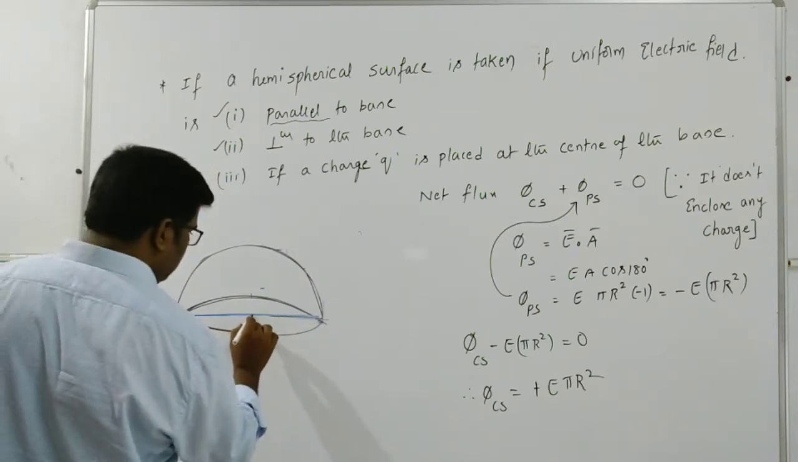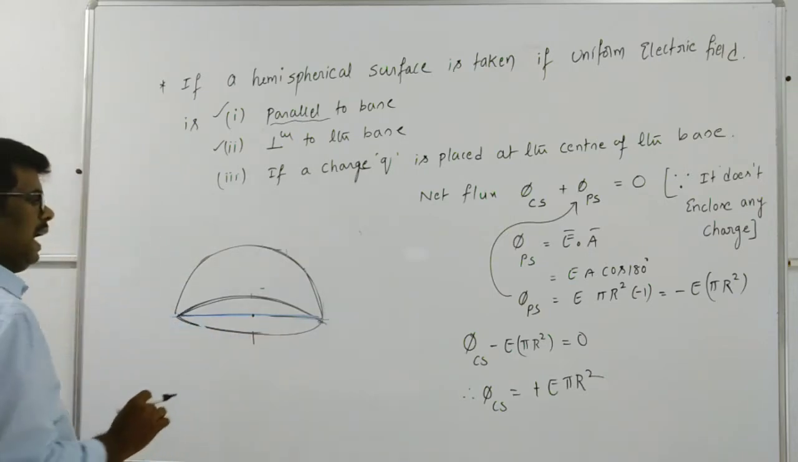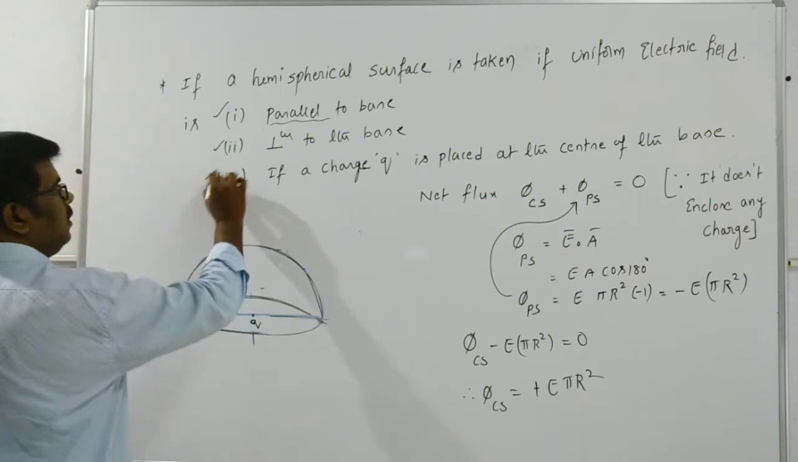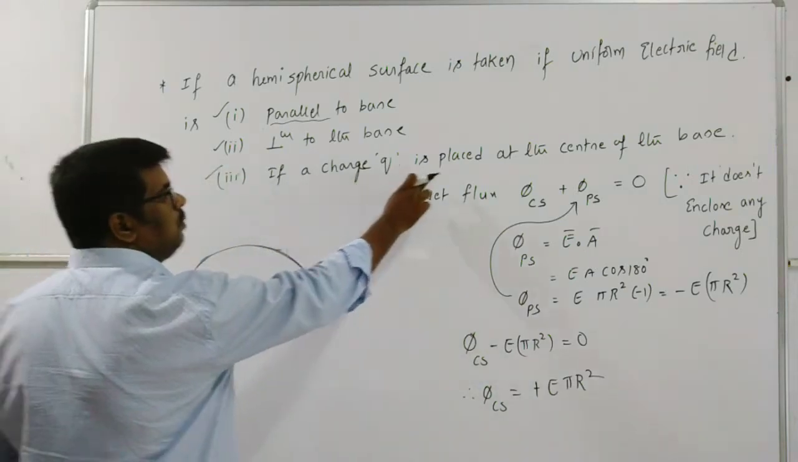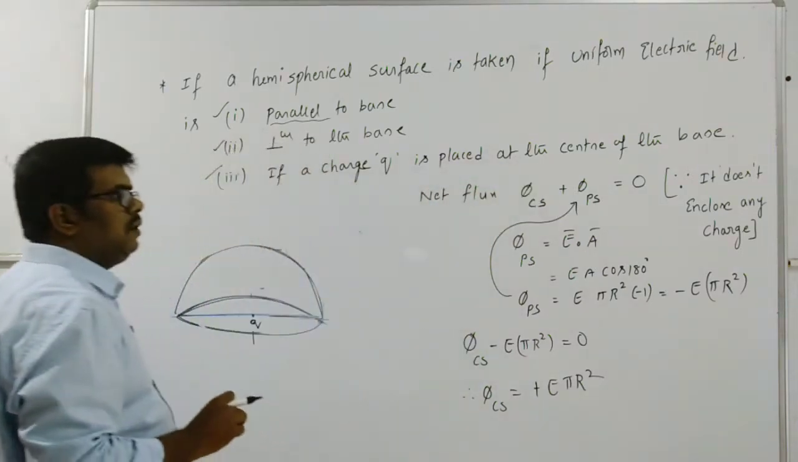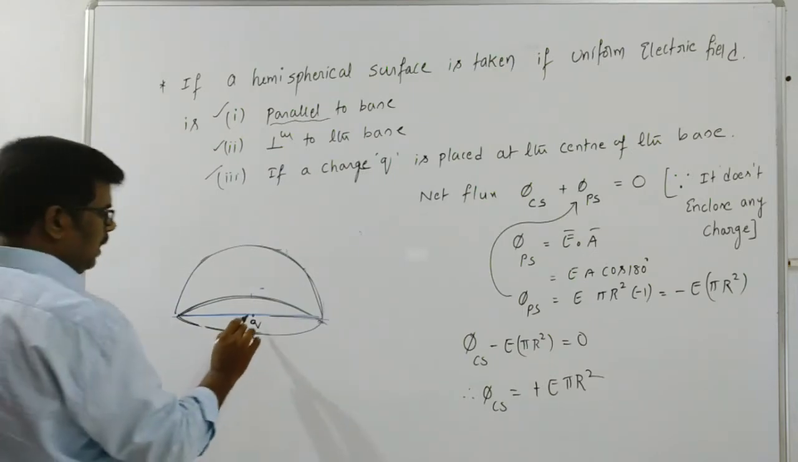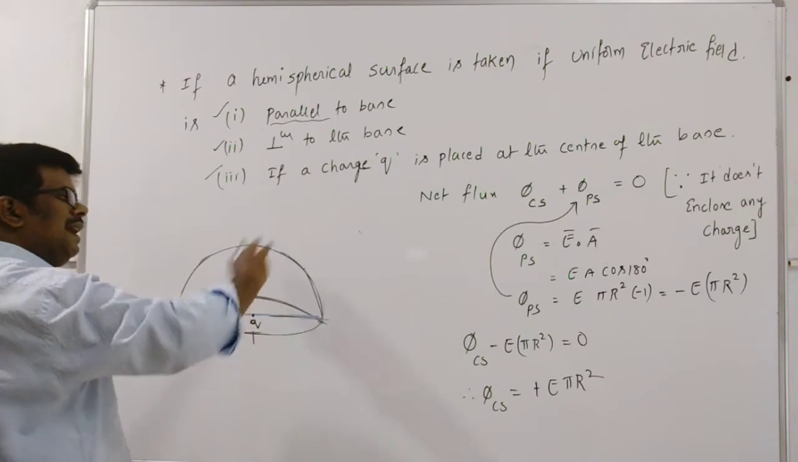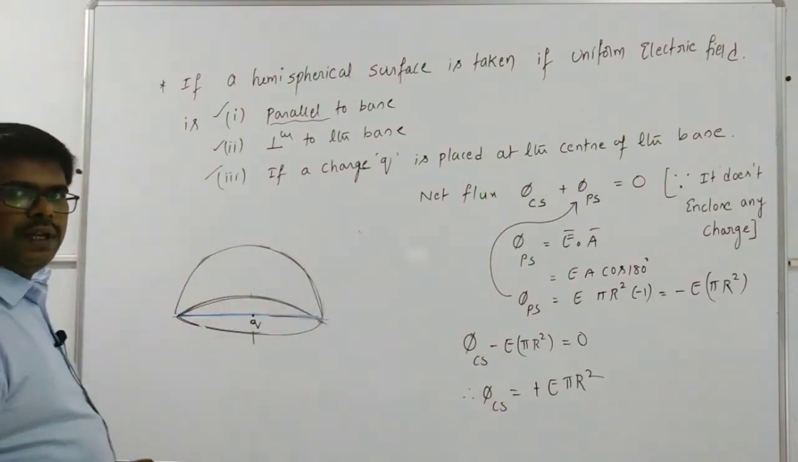This is the center. Exactly at the center, if a charge Q is located, this is the third case we are discussing. If a charge Q is placed at the center of the base, what will happen? The electric field is radially outwards of the sphere.